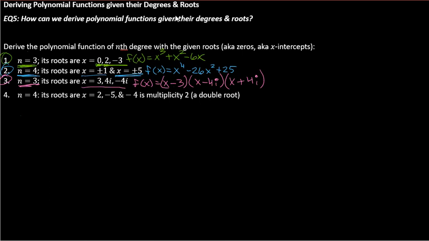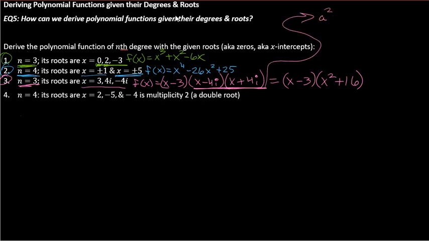Okay, so this right here, I'm going to treat that like it's a sum of squares, right? So that's going to be x squared plus 16. So this is x minus 3 times x squared plus 16, right? And again, the sum of squares, I get that from a squared plus b squared is equal to a plus bi times a minus bi. Again, it's a great idea to memorize these things because it makes things a lot easier, okay?